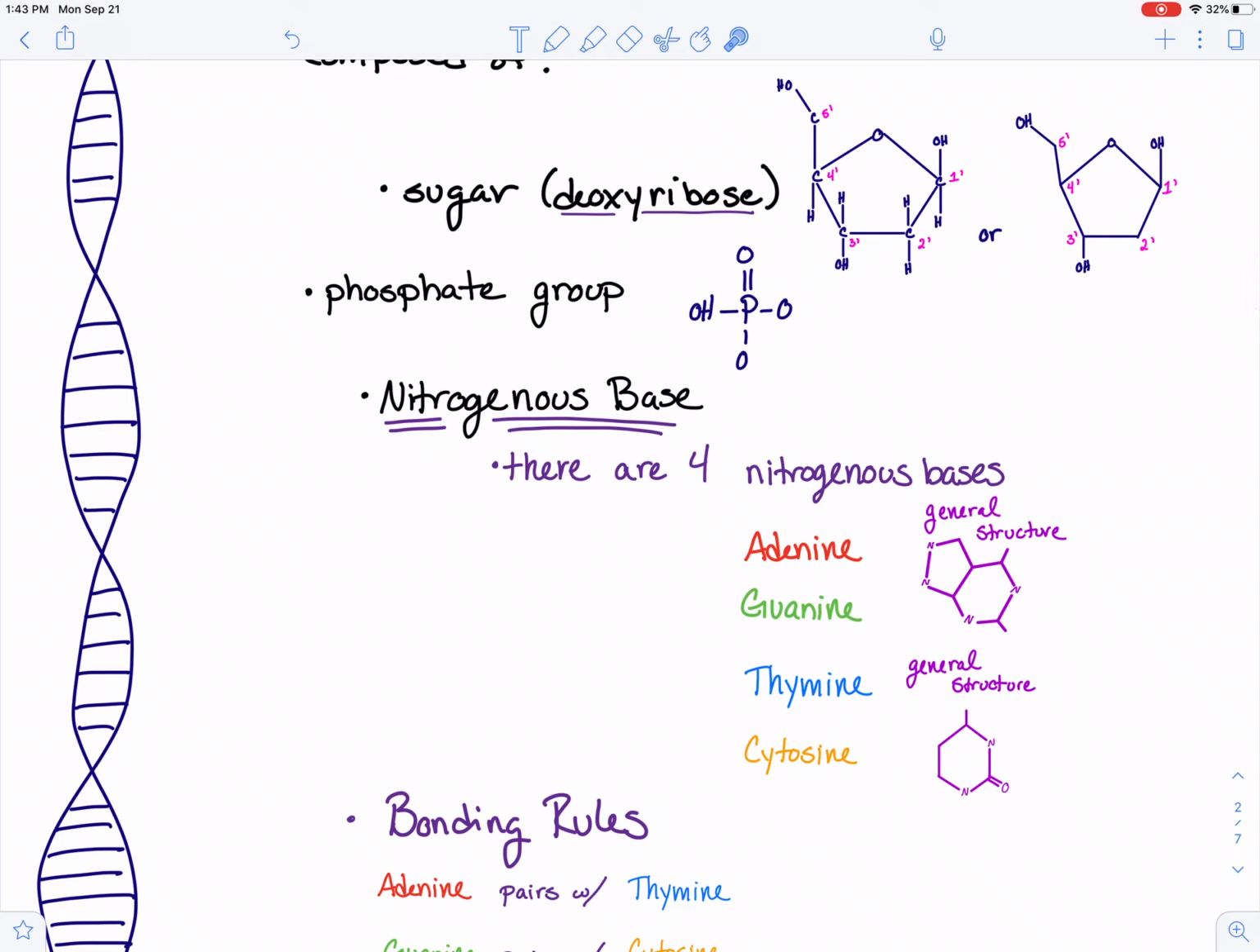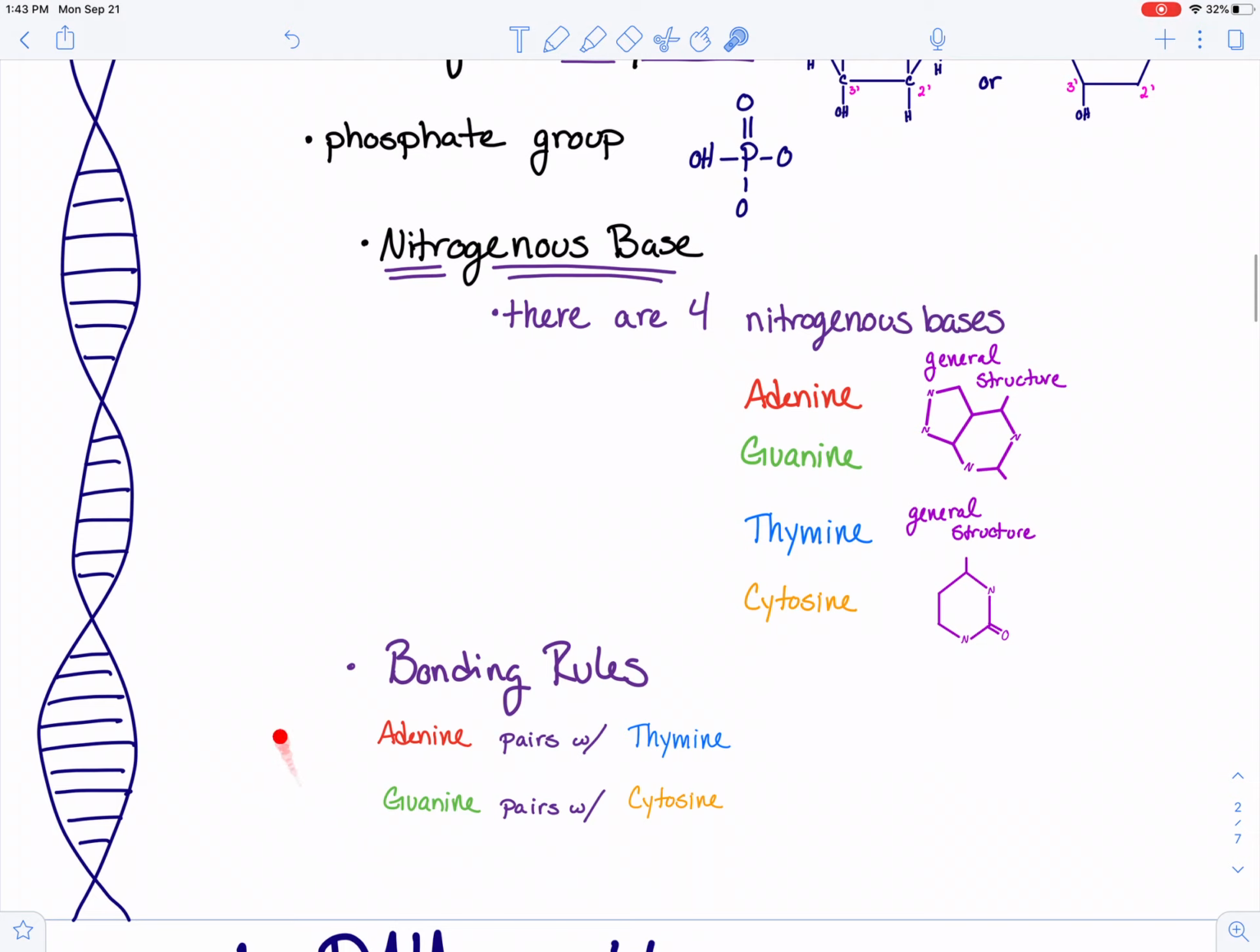And there are four nitrogenous bases: adenine, guanine, thymine, and cytosine. This is a loose structure of what those look like. You do not have to have that memorized by any means. But you do have to know the bonding rules. Adenine typically likes to pair up, or bond, with thymine, and guanine likes to pair up with cytosine.